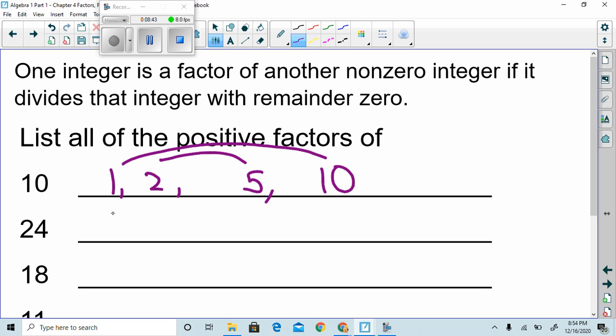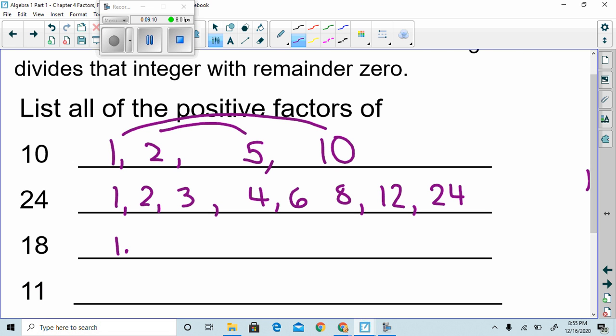24's list is a little longer. 1 times 24. It's divisible by 2. It's an even number. That's 2 times 12. From our facts or just from the rules, 2 plus 3 is 6. 6 is divisible by 3. That's 3 times 8. And lastly, we have 4 times 6. So I did say it was a longer list than the last.